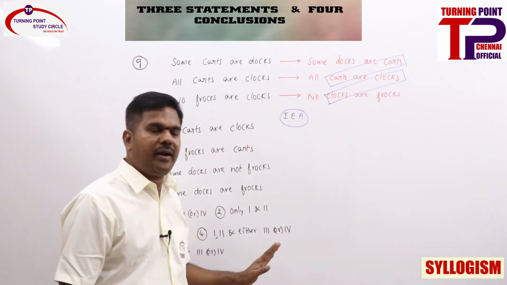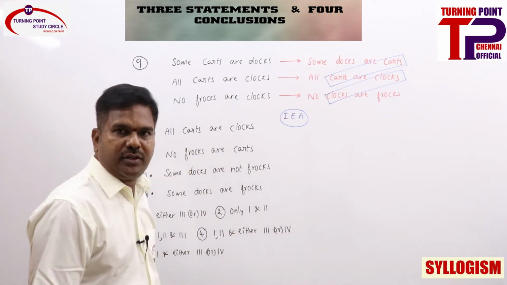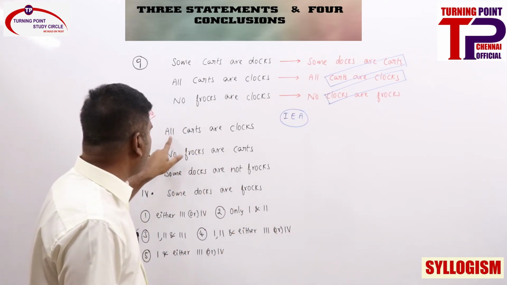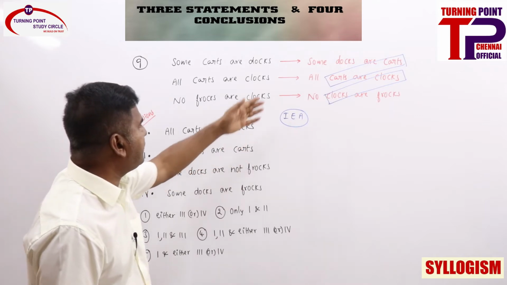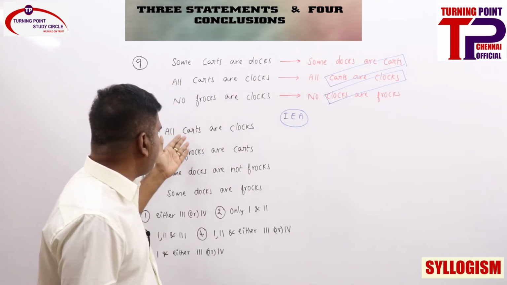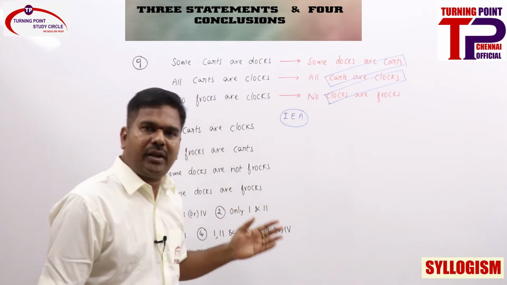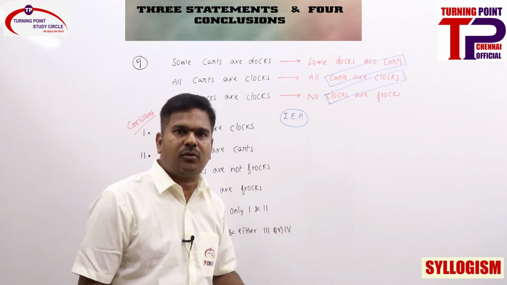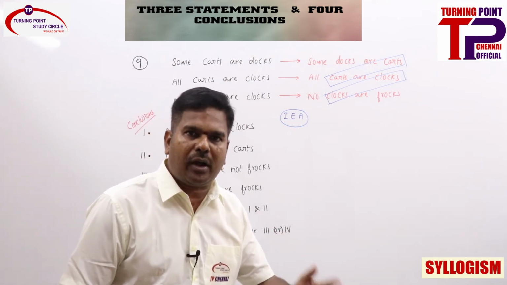Now we will go ahead and check with the conclusions. See the first one. What is the first one? All cards are clocks. All cards are clocks, as it is the second statement being reproduced, right? So whenever the same statement is mentioned in the conclusions, I already told you we need to go ahead with that one.